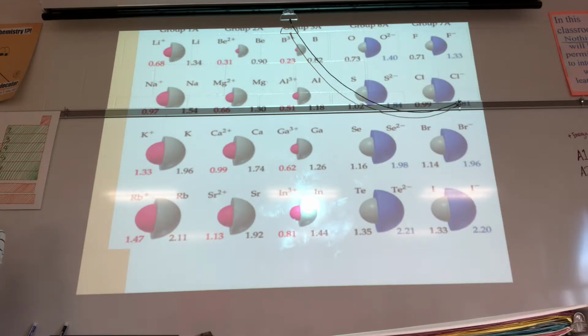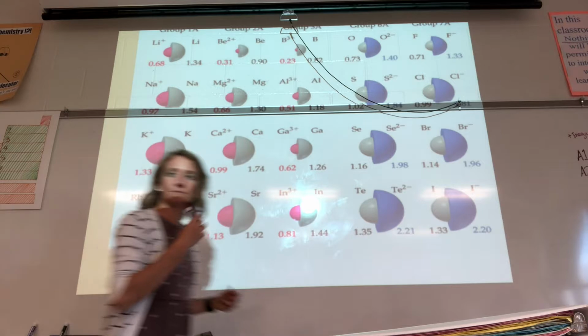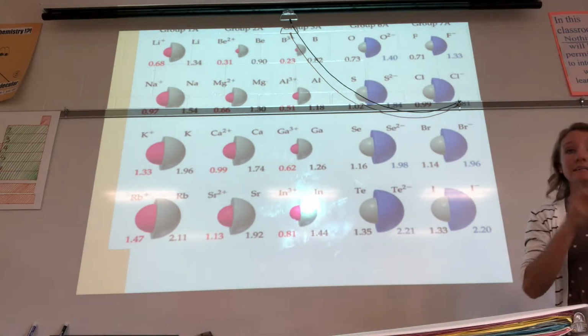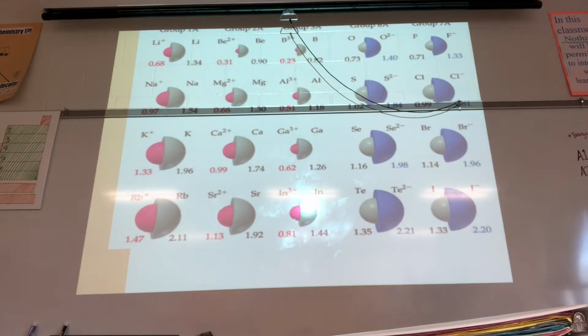So anyone have an idea of why it gets so much smaller? Jordan? It gets smaller because if you lose electrons, that means it's going to be more positively charged, so there's more protons, so like the force of them pulling in will make it smaller. That is definitely part of it, yes, because you have less electrons, more protons, so more force pulling in, but there's something else as well, but a good thought.